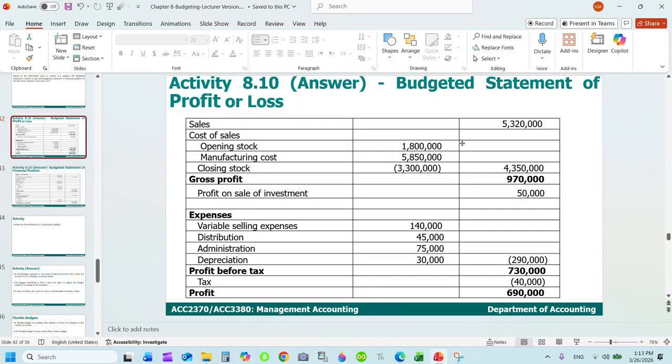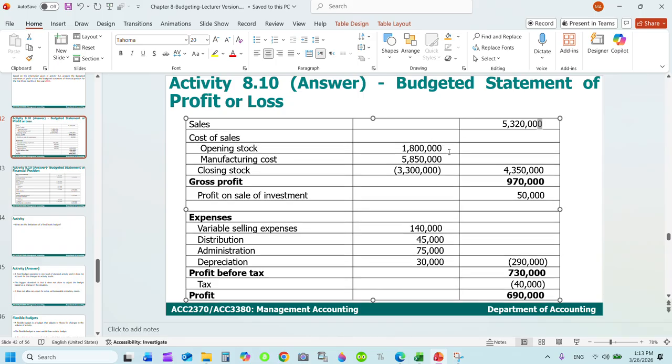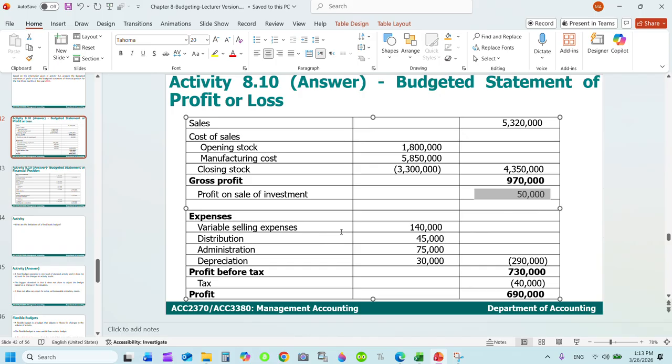So this is my budgeted statement of P&L: sales, open finished good, manufacturing cost minus closing finished good, cost of sale, then gross profit. We sold 200,000 worth of investment for 250,000. That is profit from sale of investment 50,000, and expenses: variable selling expenses, distribution expenses, admin expenses, and depreciation.